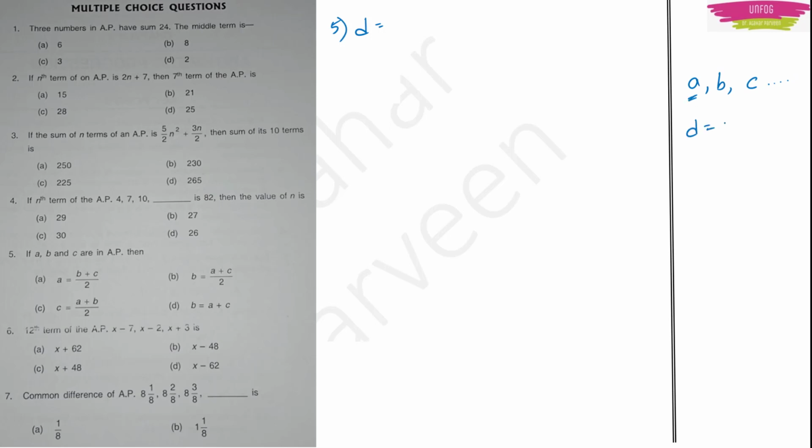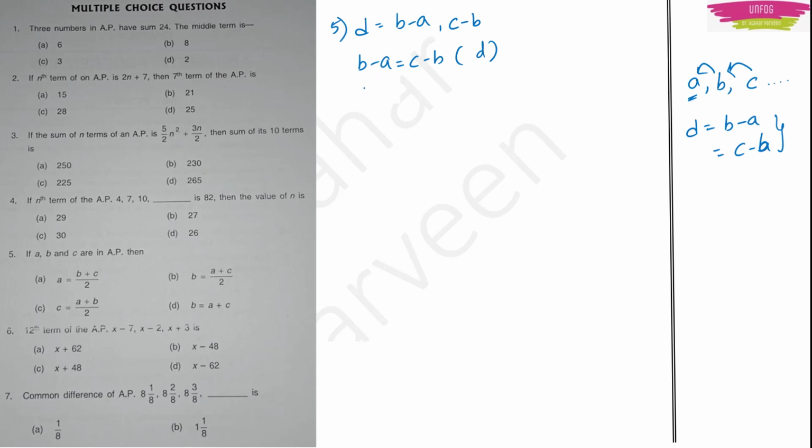What will be the common difference? Common difference should be B minus A or C minus B. Both will be same because it is common difference, right? Sorry, it is C minus B, right? B minus A, C minus B. This will be your common difference. But this B minus A should be equal to C minus B, right? Because it is common difference.